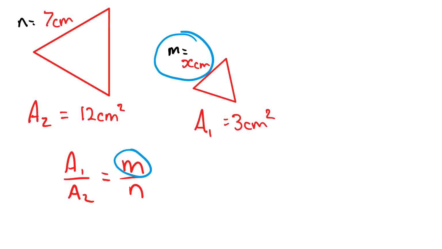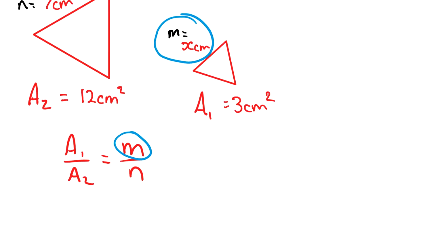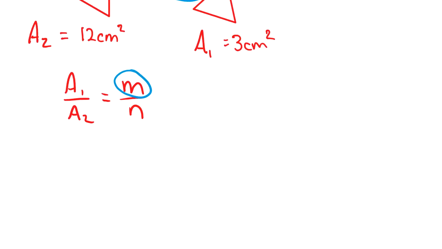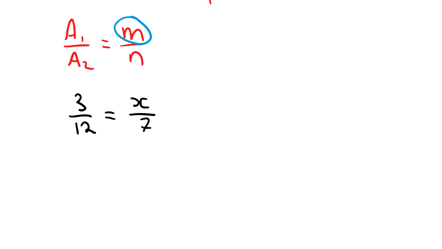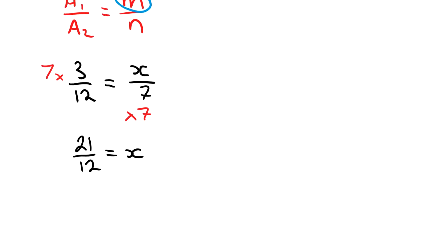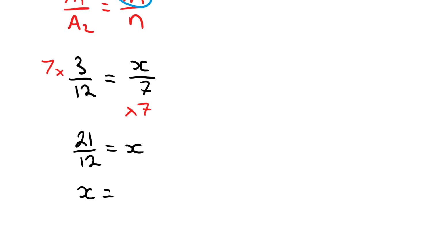So again, it's good practice to have your unknown on the top in the numerator, just because it makes it easier going forward. So knowing this, we can change our values here. Area 1 was 3, area 2 was 12, and we have X over 7. This is why I wanted the X on top, because all I need to do to rearrange this is multiply by 7. So I get 21 over 12 equals X. And if I wanted to write that down in decimal form, X equals 1.75 centimeters.